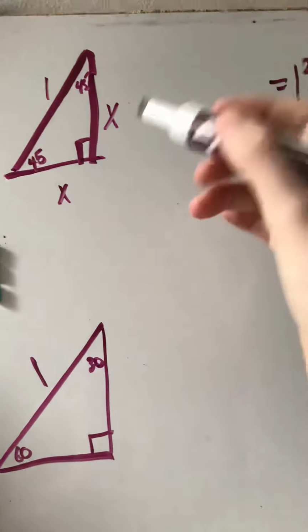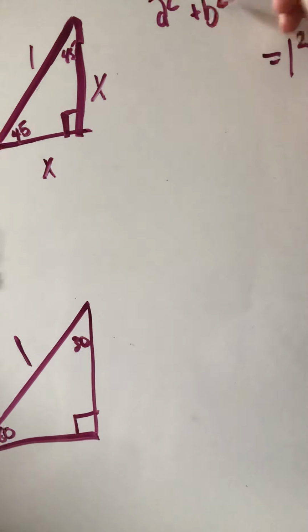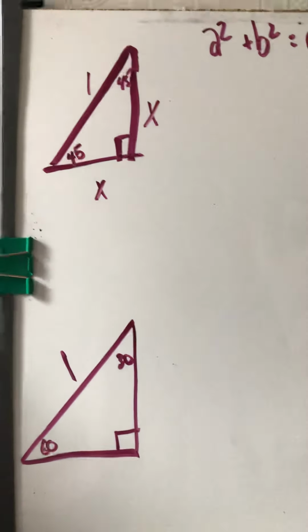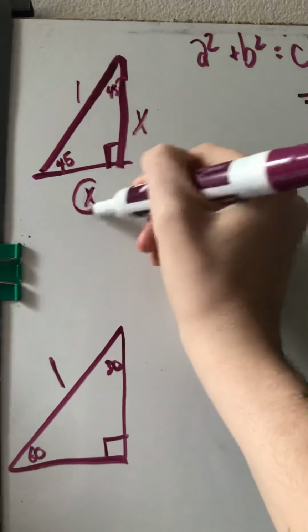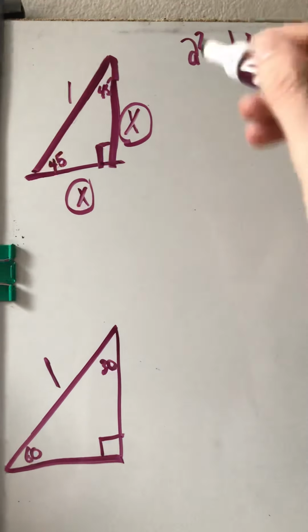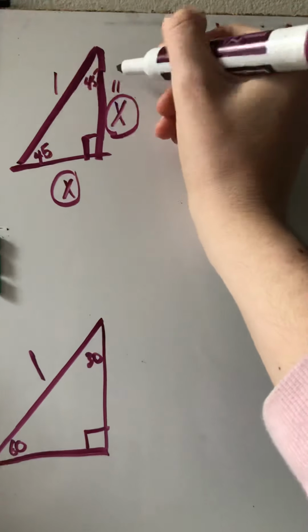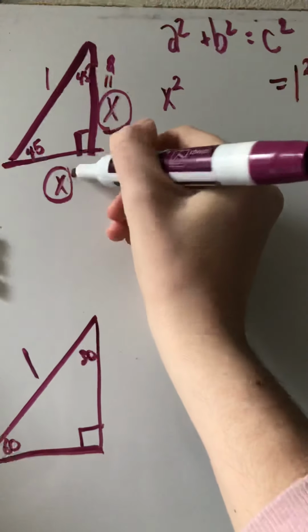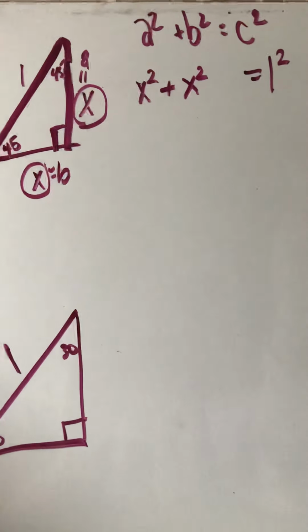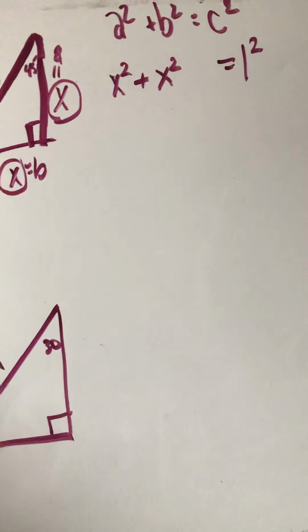Now some of you guys got in the habit of writing a squared plus b squared equals c squared, and you just copy down a squared plus b squared. But even though we don't know what these values are, I still want to substitute them in for a and b. So I'm going to write a just as x squared. I'm going to assign, let's just say, this to be a, and then this side to be b. So I'm going to plug x in for b as well. So I have x squared plus x squared equals 1 squared.